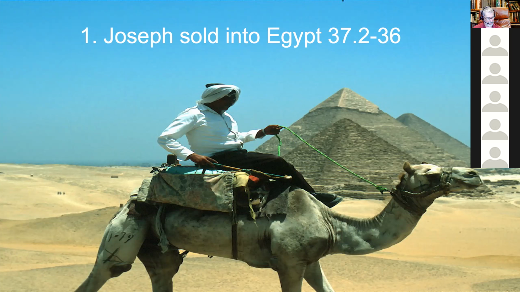Jacob identified it. And he was distraught. He was unhappy. He says, "I will go down to Sheol mourning my son." And his father wept. Meanwhile, and this is verse 36, the end of chapter 37, the Midianites, who are Ishmaelites and Midianites are the same deal, had sold him in Egypt to Potiphar, an officer of Pharaoh, the captain of the guard.